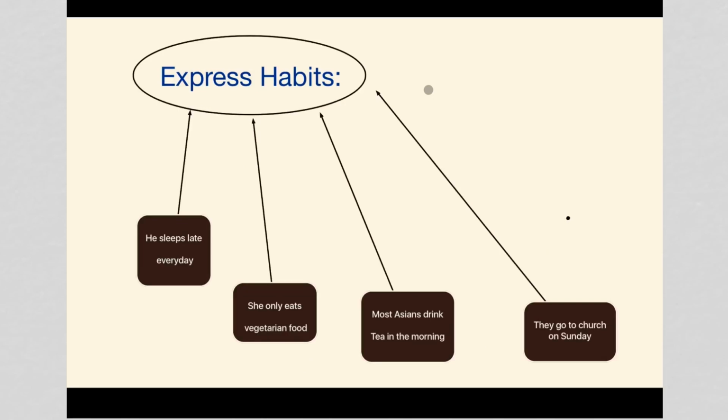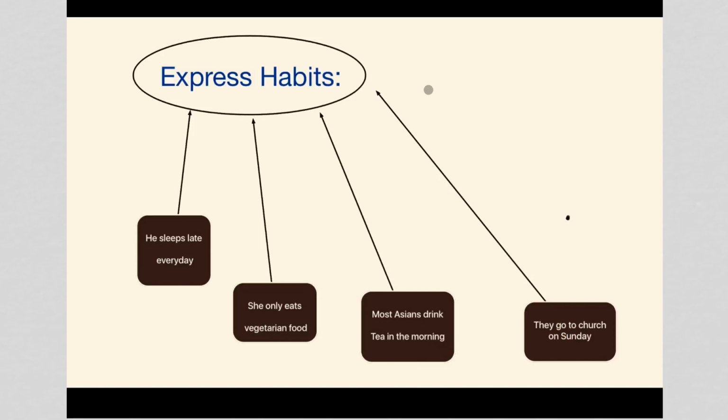So in terms of expressing habits, the present indefinite tense we use it like, he sleeps late every day. That's his sleeping pattern, which is its habits. Next one, she only eats vegetarian food. That can also be considered as a habit. Most Asians drink tea in the morning. They go to church on Sunday.